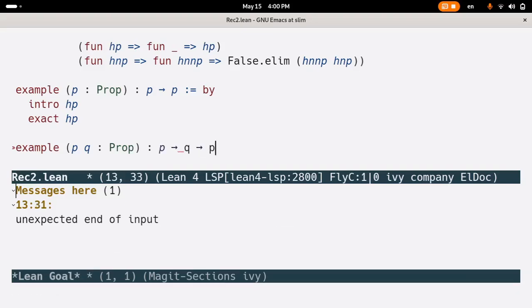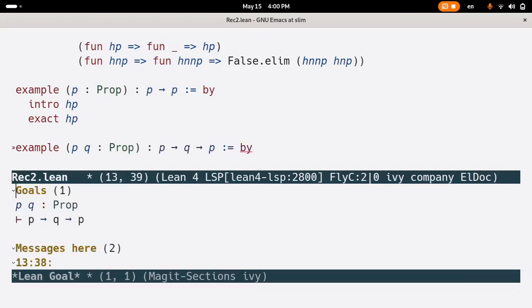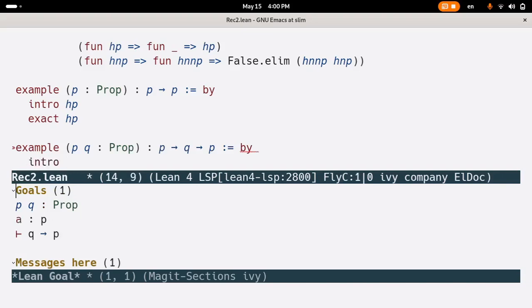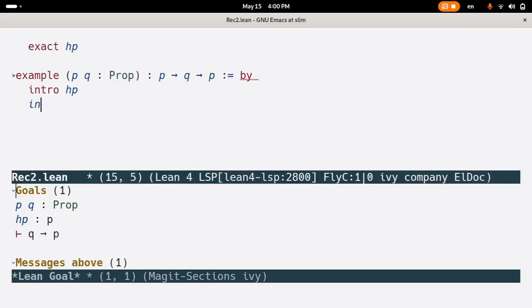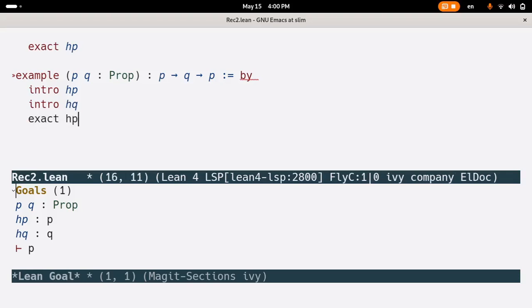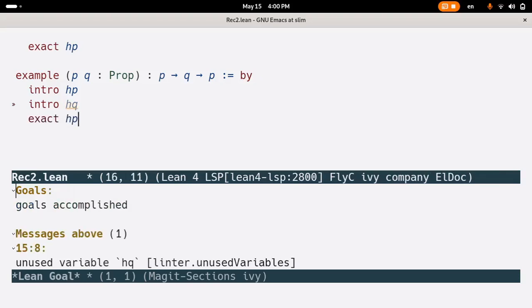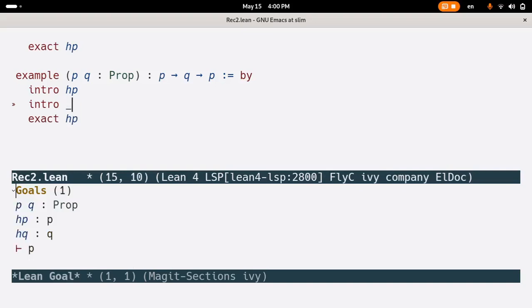Let us now prove P implies Q implies P using tactics. We introduce HP, still have an implication in the goal, so we introduce HQ and we say exact HP. Observe that HQ is unused. We can replace it with an underscore. We can make the proof shorter by collapsing the two intros into a single intro with multiple variables.